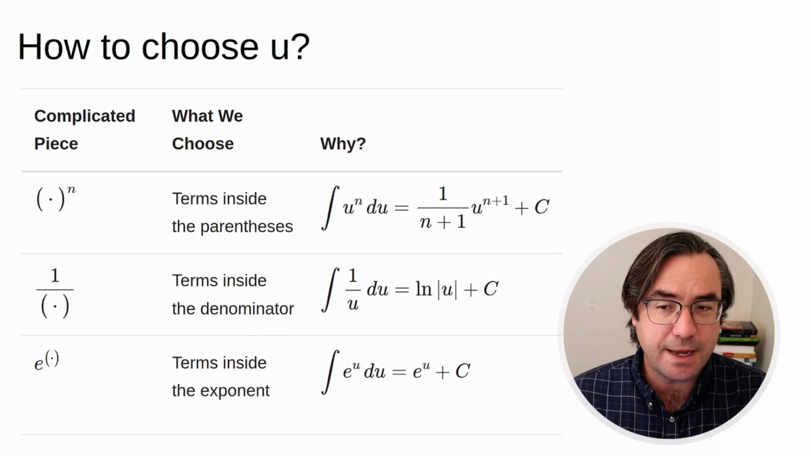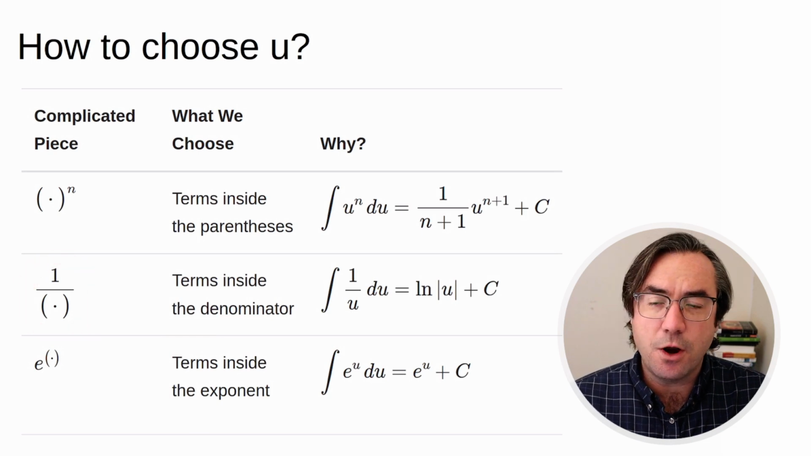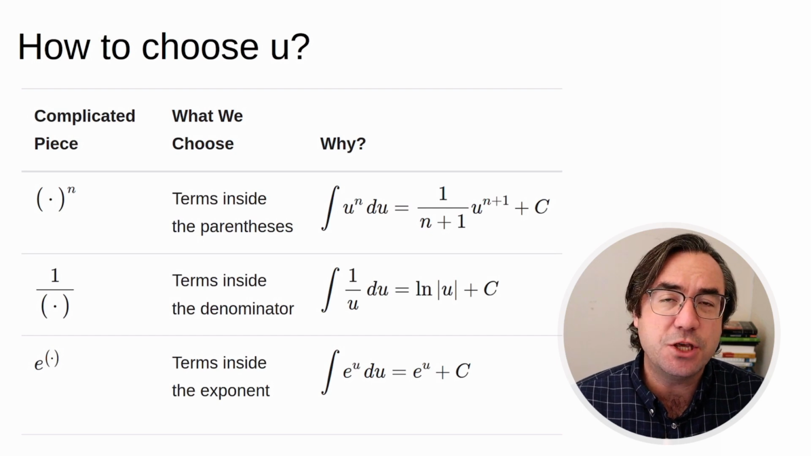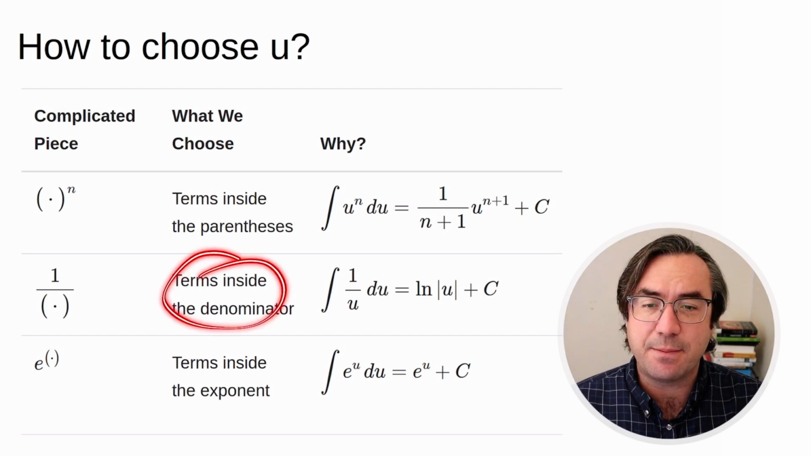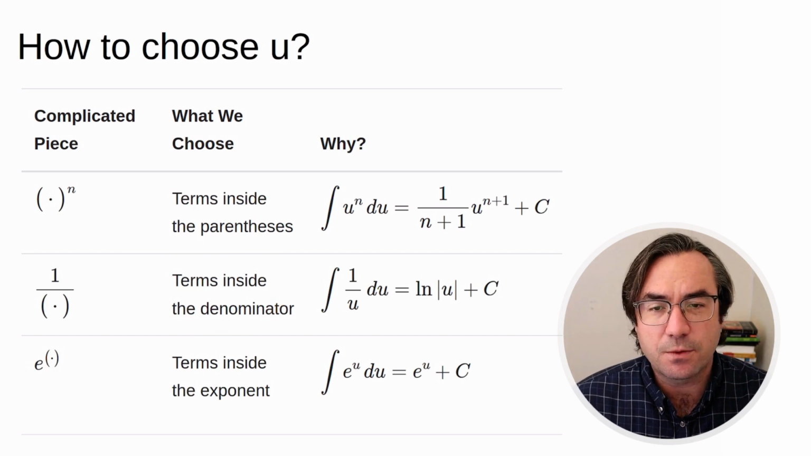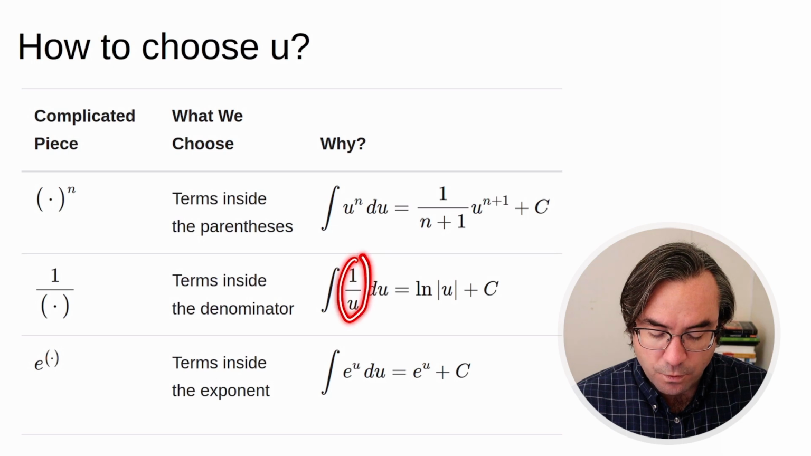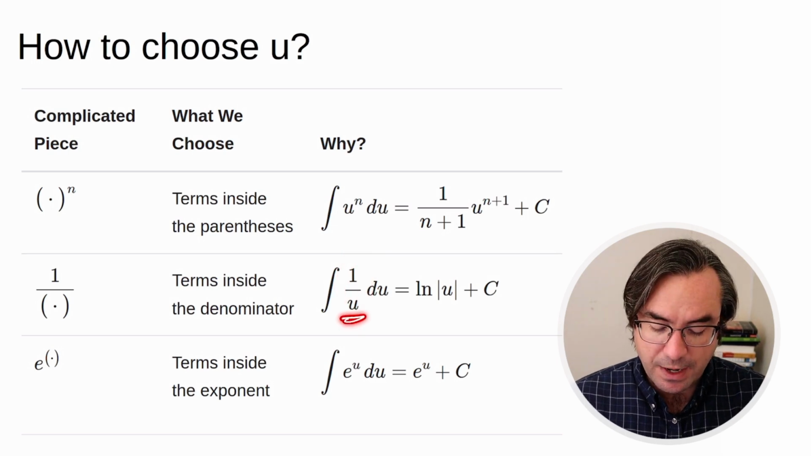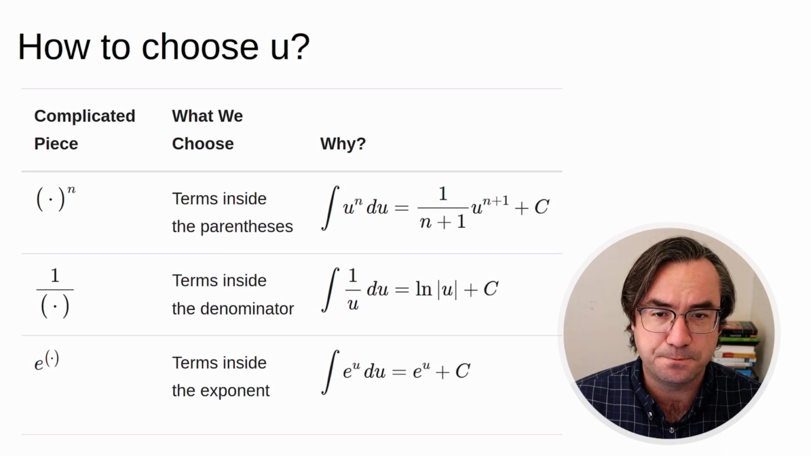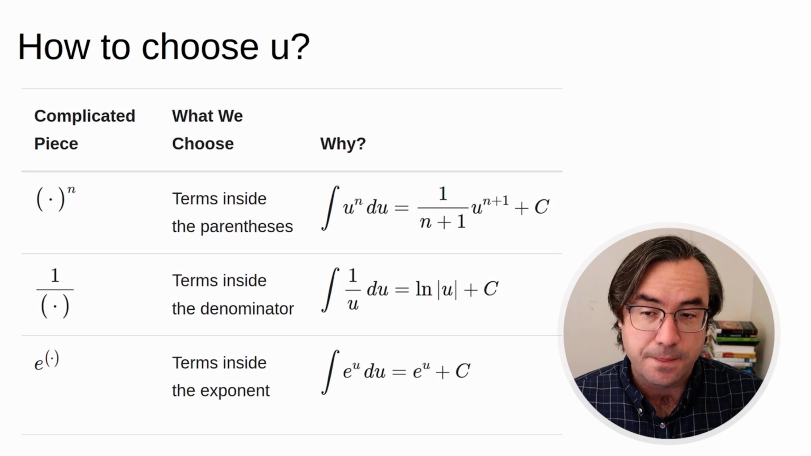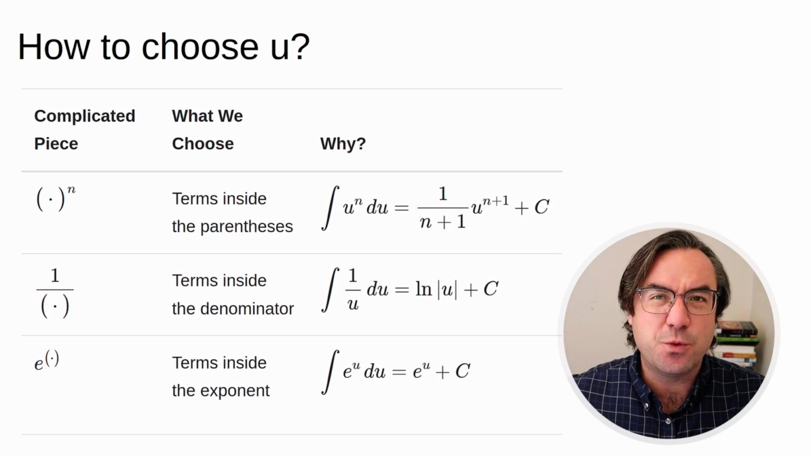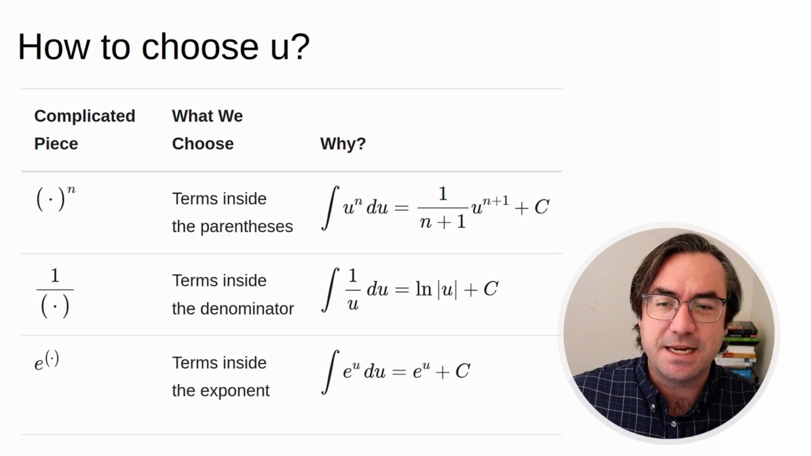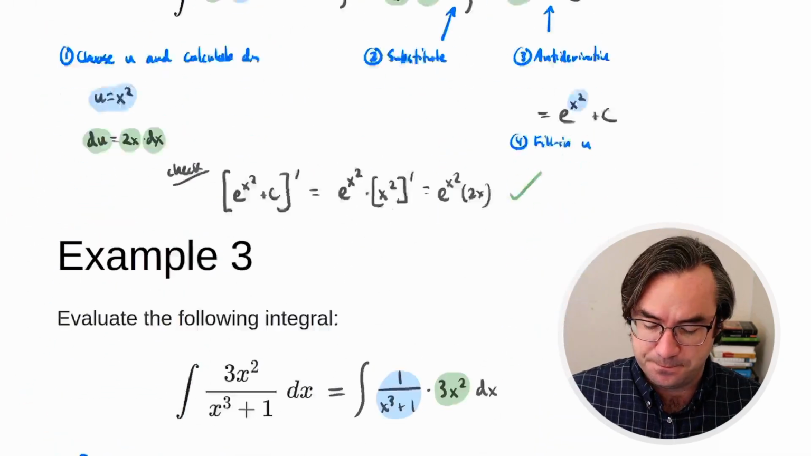Now, for the one we're looking at, we have a fraction. We have 1 over some things. So our idea here is we're going to let u equal all that stuff in the denominator. And the reason why we're going to do this is because that's going to convert it into a fraction 1 over u, and we know how to get the antiderivative of 1 over u. All right, so our idea here is to let u equal the stuff from that denominator. So let's try it out.